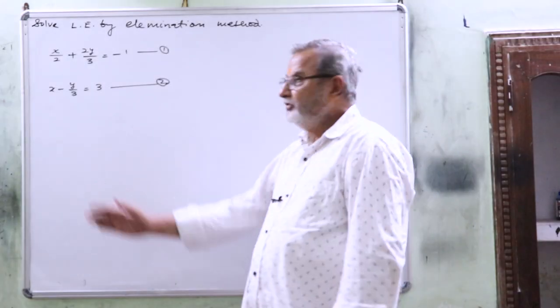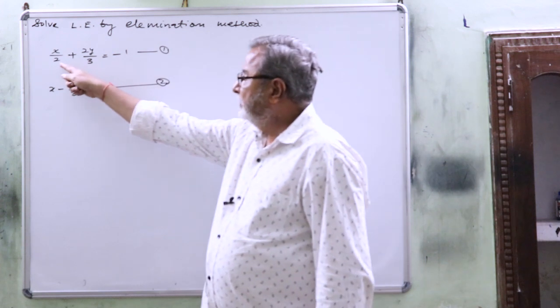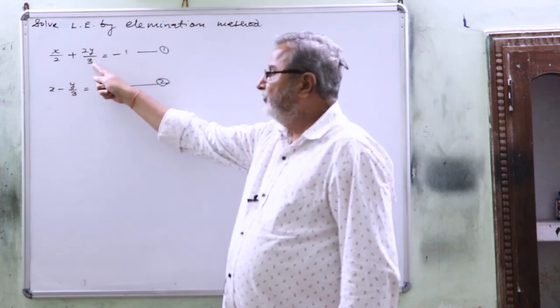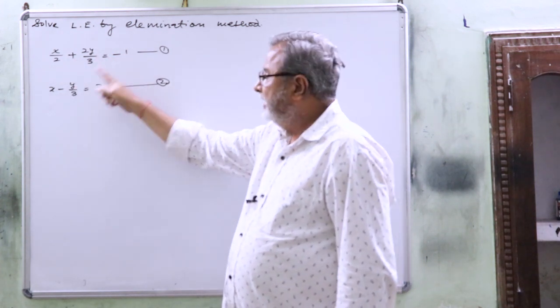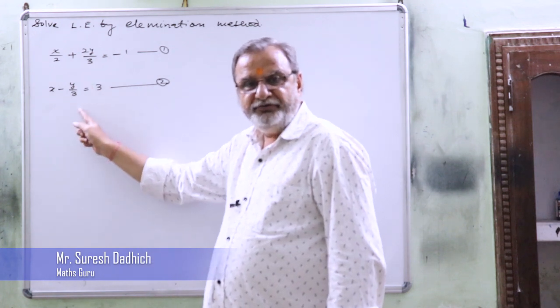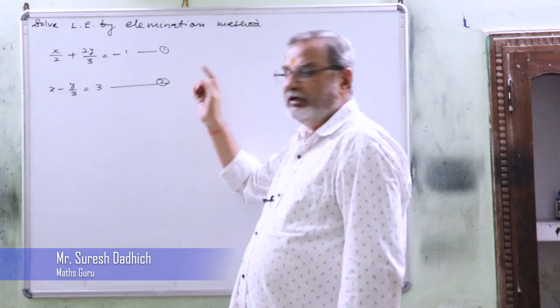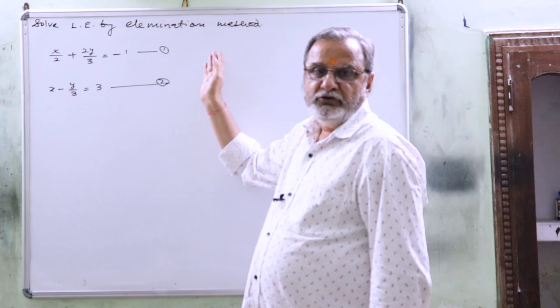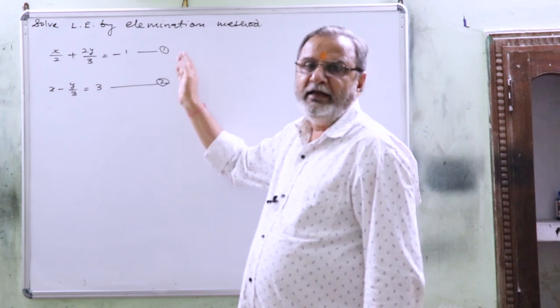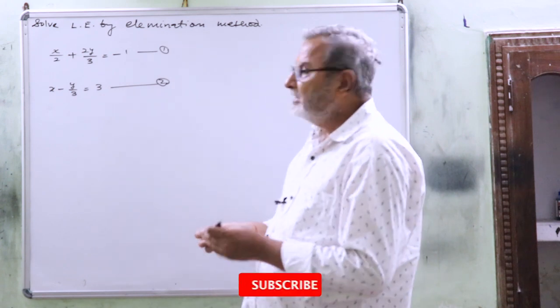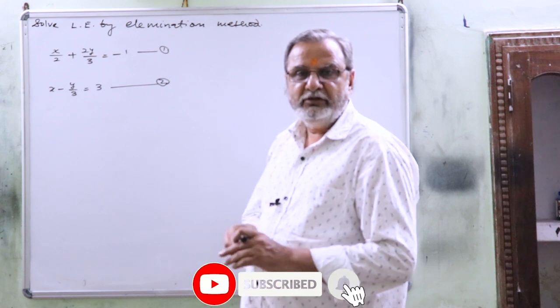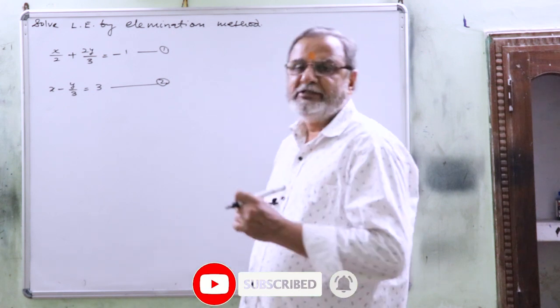Their statement, the equations are x/2 + 2y/3 = -1, and x - y/3 = 3, and solve by elimination. So let us first solve these equations by taking the LCM.